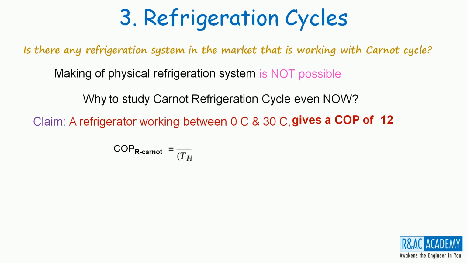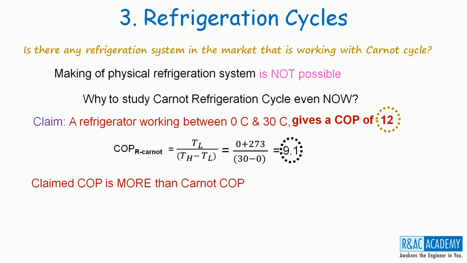And we can compute it using operating temperatures. In this case, it turns out to be 9.1. Here comes a very interesting observation. The claimed COP of 12 is more than the Carnot COP. Hence, this claim is invalid. We are making this conclusion without moving from our place, and this conclusion will not be questioned by anybody, anywhere in the world. That is the power of the Carnot theorem.